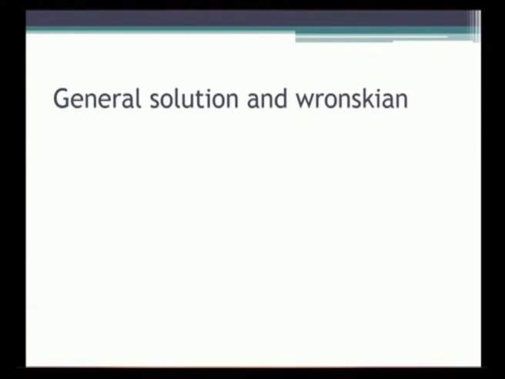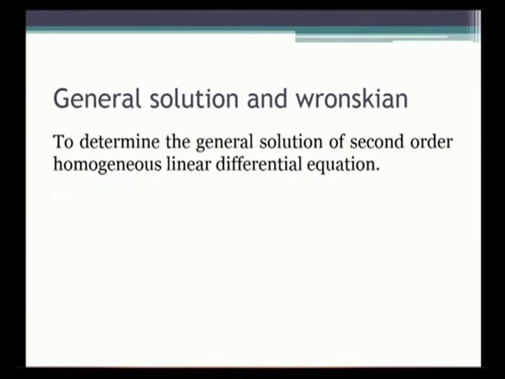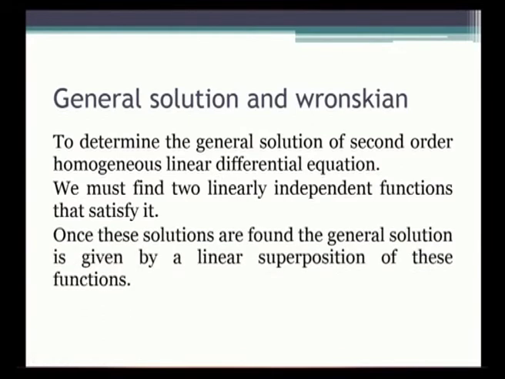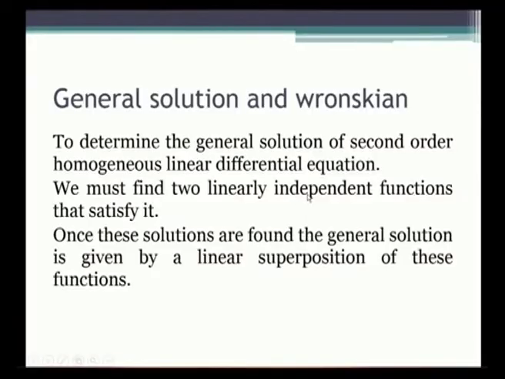Now, let us come to the general solution and Wronskian of this homogeneous second order differential equation. To determine the general solution of a homogeneous linear differential equation, first we must find two linearly independent functions that satisfy it. Once these solutions are found, the general solution is given by a linear superposition of the functions. So, first we need to find two linearly independent functions that satisfy it. Once these linearly independent functions are obtained, the general solution is given by a linear superposition of these functions.